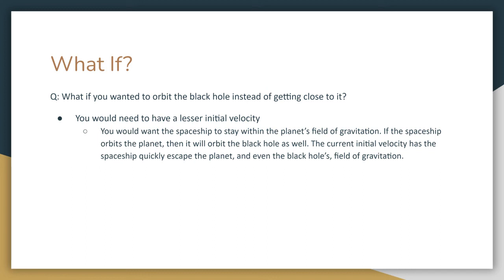So the current initial velocity has the spaceship quickly escape the planet and even the black hole's field of gravitation. So we could fix this by having it not leave quite as quickly and have a lower initial velocity.